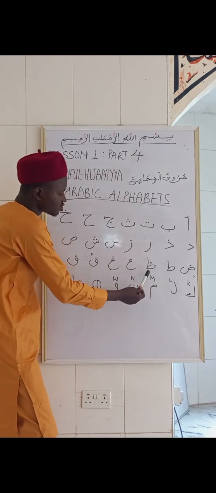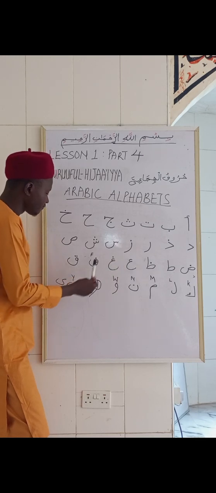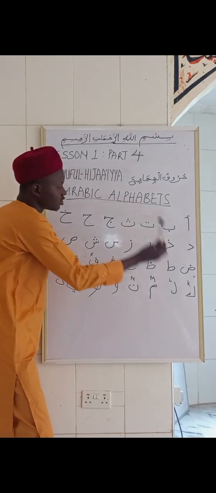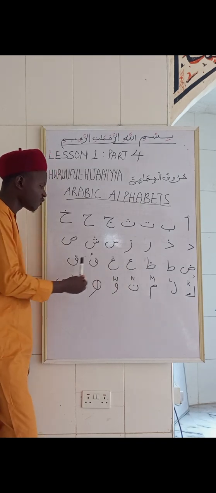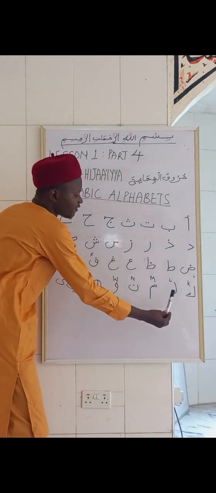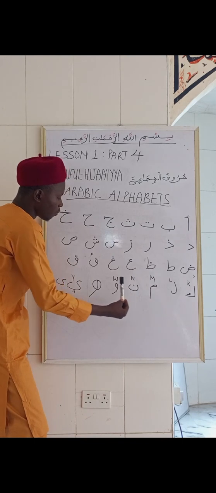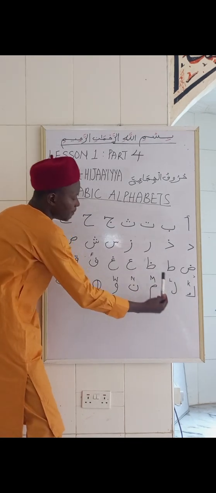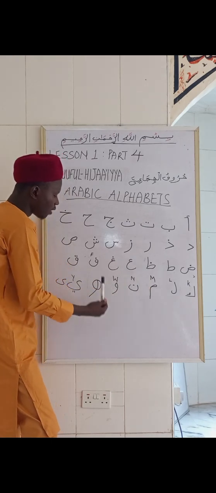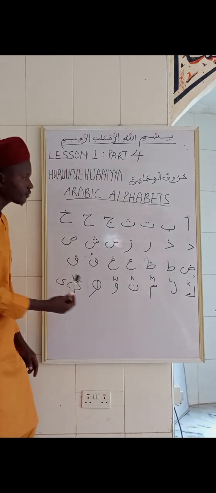Dad, Ta, Za, Ain, Ghain, Fa, Qaf. Say it. Dad, Ta, Za, Ain, Ghain, Fa, Qaf. Kaf, Lam, Mim, Nun, Waw, Ha, Ya. Kaf, Lam, Mim, Nun, Waw, Ha, Ya.